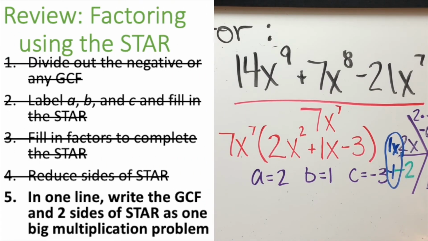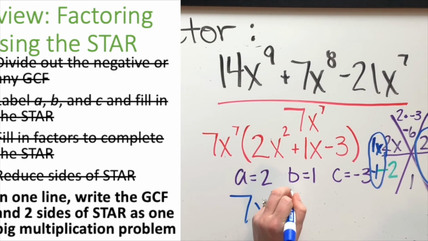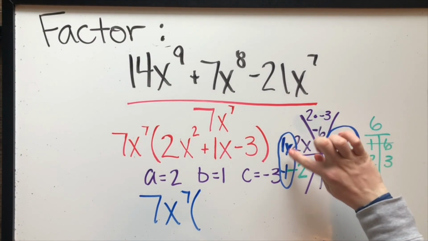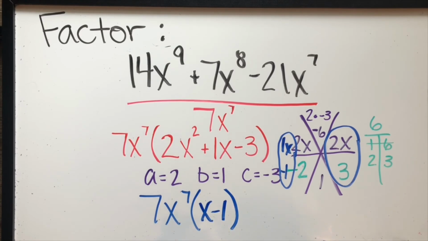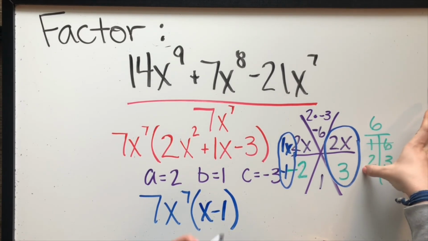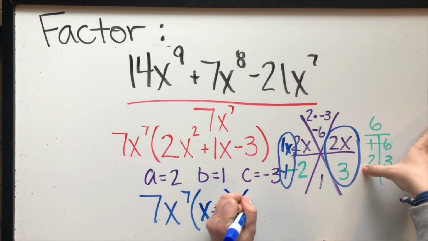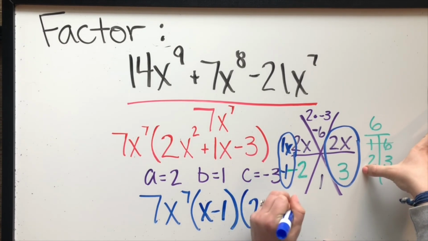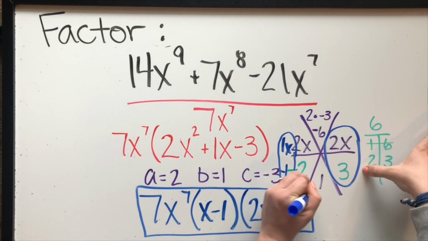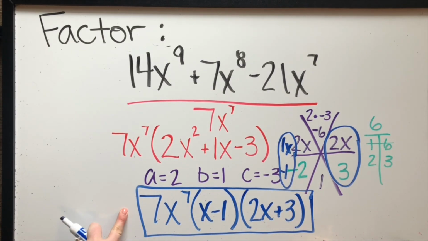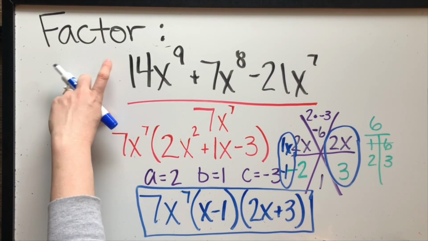So for our final answer, again, we start with our GCF, which was 7x to the 7th power. And then my first factor is going to be one side. So 1x over -1 makes x minus 1. The other side was 2x over 3, so that's going to be 2x plus 3. So we again factored to find another expression that's equivalent to the one we started with.